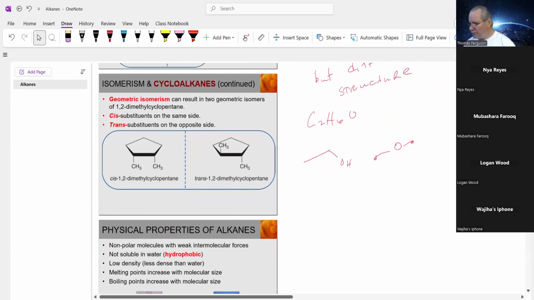Now, in a situation with a ring, you can have methyl groups in two different configurations. One on the left, one on the right. Those are not the same cyclopentane. And you've heard of trans fats being bad. Same thing with trans fats. There's a cis fat, which is the natural fat, and trans fat, which is an artificial fat.